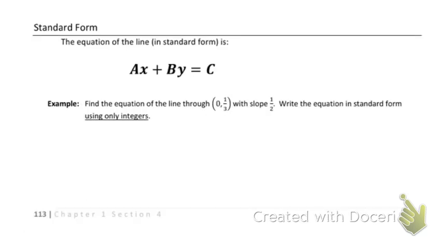All right, next thing we're going to talk about is standard form. We're not going to spend a ton of time on it. You don't really use standard form all that much. The big thing about standard form is you have ax plus by equals c with some important facts onto it. First of all, a, b, and c are going to be integers.